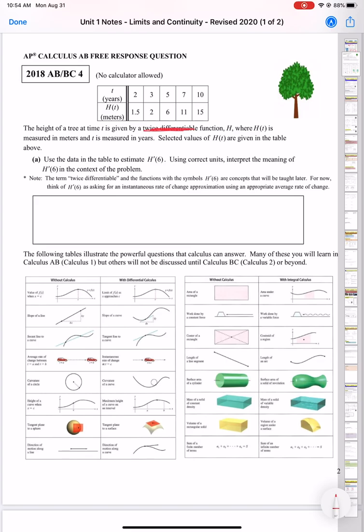The question is asking us to use the data in the table to estimate h prime of 6. That's another notation we'll get pretty familiar with this year, but for now, just know that it means the instantaneous rate of change, which I usually abbreviate IROC. So if we're talking about an average rate of change, it would be AROC. It's asking for the instantaneous rate of change at t equals 6. So find out exactly how fast the height of the tree is changing 6 years after it was planted.